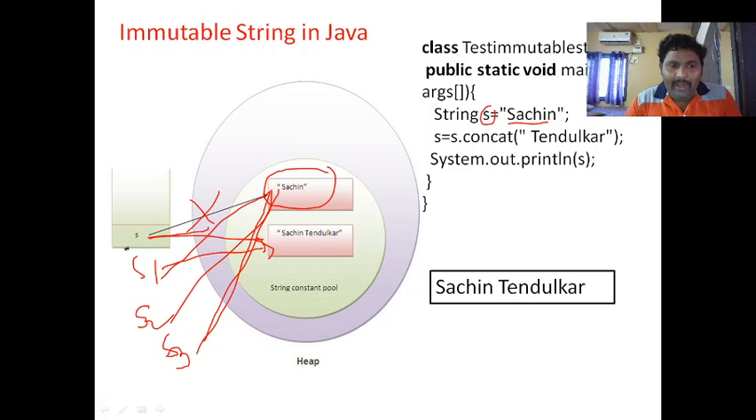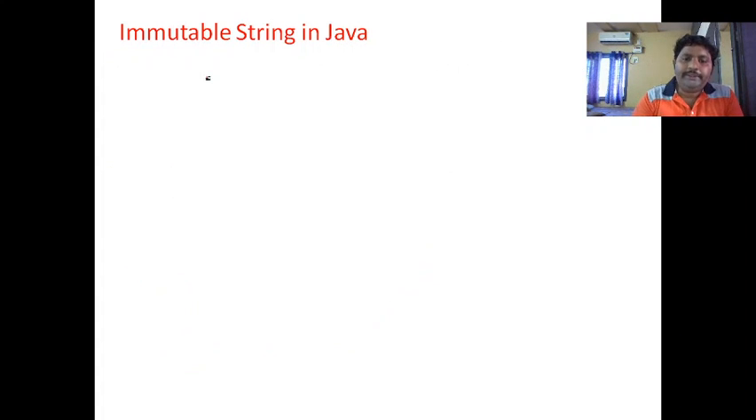So previously what happened? S1, s2 and s3 pointed to Sachin. Now with respect to s1, I want to make Sachin into Sachin Tendulkar. I cannot change the old created Sachin, because Sachin is used by s2 and s3. So in Java a new object, Sachin Tendulkar, is created and that reference is given to s1. S2 and s3 are still accessing only Sachin. This is the purpose why, in Java, the string objects we create are called immutable. That is the meaning of immutable.